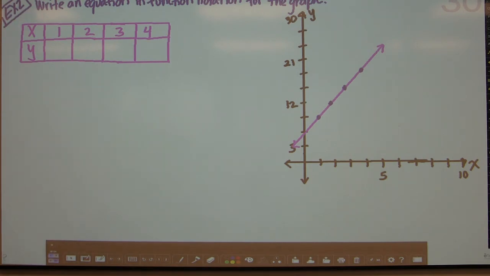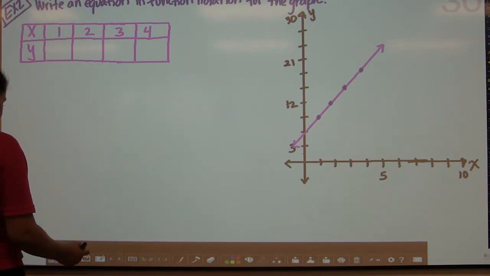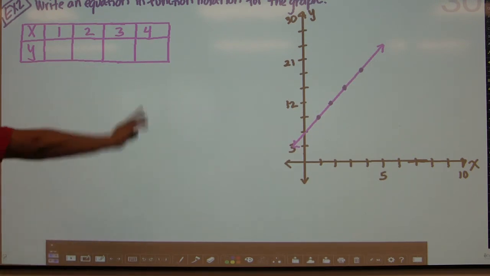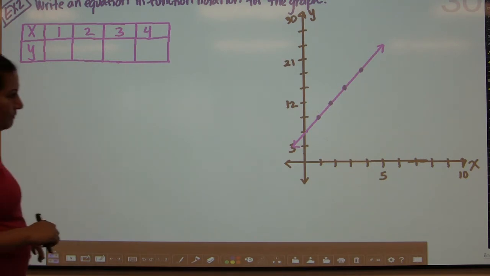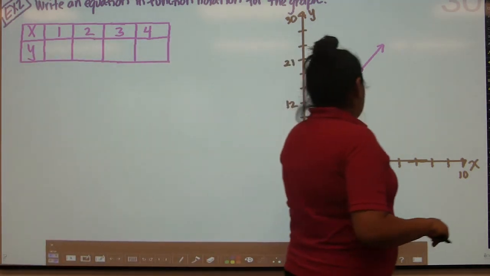So it says here, write an equation in function notation for the graph. I've kind of already got things started for you here. The graph was given over here on the right. What I've done, and you should do as well, is look at the graph: there are about 4 points on the graph that are already highlighted for you.